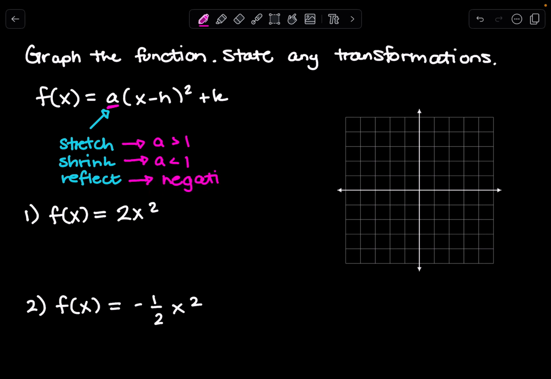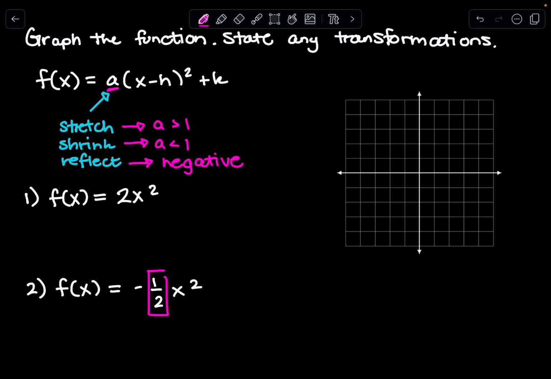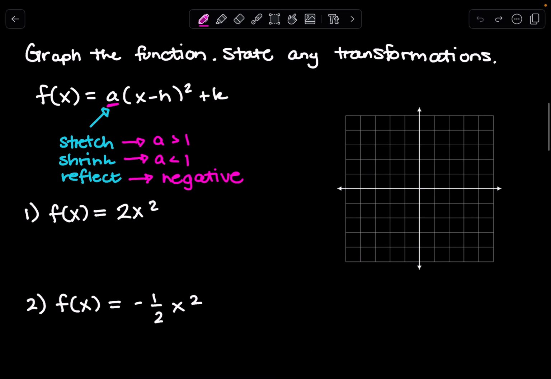Now, remember, we're going to look at these things separately. What I mean by that is if you glance down at number 2, this negative means I'm going to have a reflection, but this 1/2 means I'm going to have a shrink. Okay, so just know that reflections, stretches, and shrinks are all separate transformations.